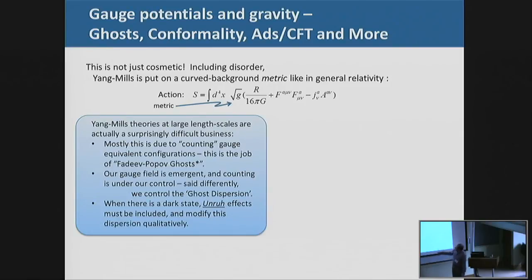Now, when there's a dark state, actually there's one more effect that we have to put in, which is the Unruh effect, which is to say that if we look at a vacuum mode of a system from an accelerated reference frame, we actually see it as a thermal body.